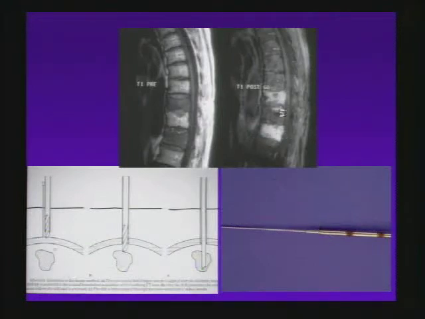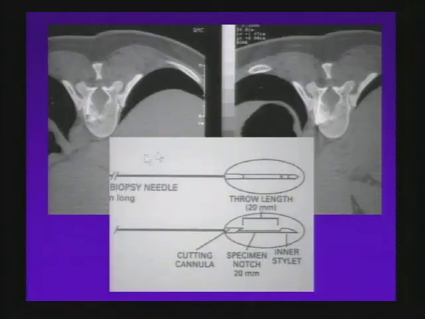You know, doing these with MR, you have to be very careful. I like to do them under CT, but carefully matching the numbers so you know you're going to the right vertebral body when you're doing them under CT. For instance, here is one.